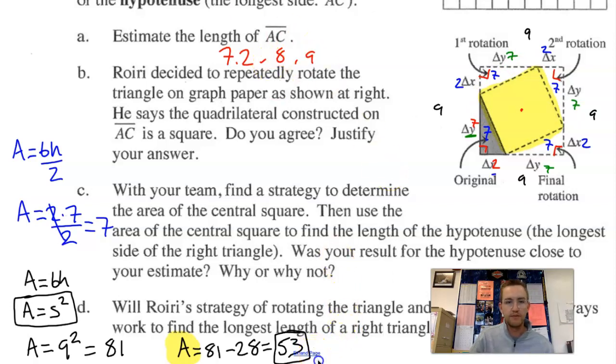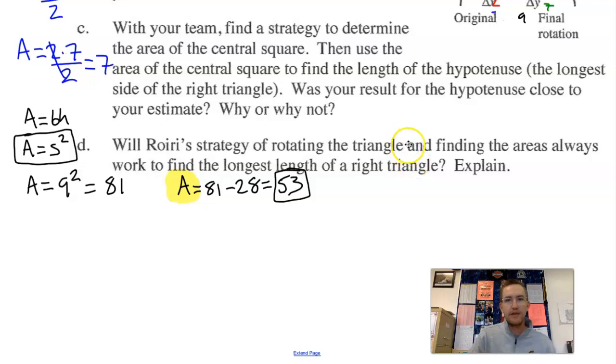That area is 53. So how can we use that area to find the side length of our hypotenuse? If we plug 53 in for the area, we get 53 equals side squared. If we have something squared and we want to get that variable by itself, we have to take the square root to get that exponent to go away. What we do to one side, we have to do to the other, and in this case, the squared and the square root offset.